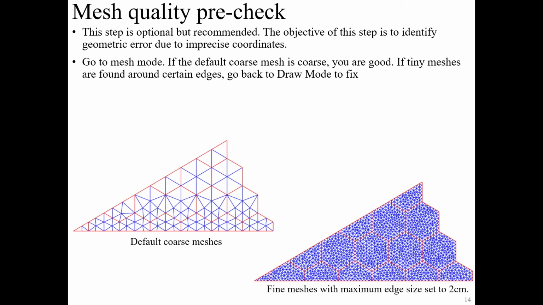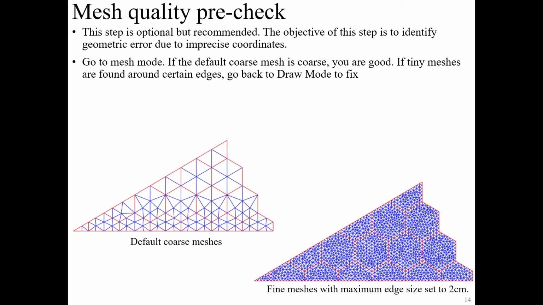After you have defined your geometry, I would recommend you go to the mesh mode to check the mesh quality in order to ensure that your geometry is correct before going to the boundary condition and the PDE coefficient. Because once you change the geometry, you have to redo everything again. Therefore, we want to make sure that your geometry is completely correct.